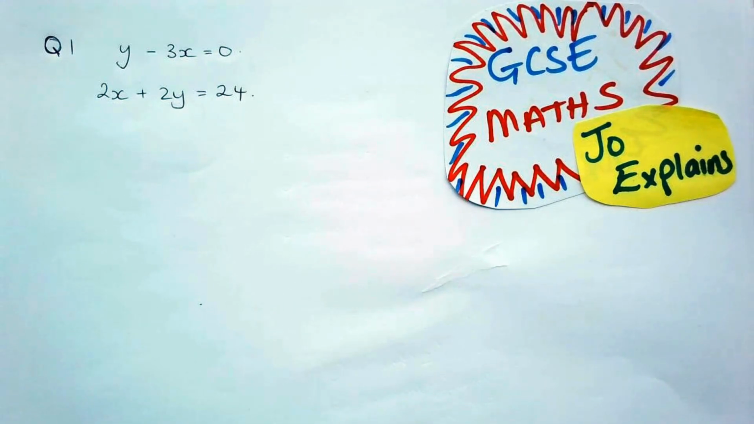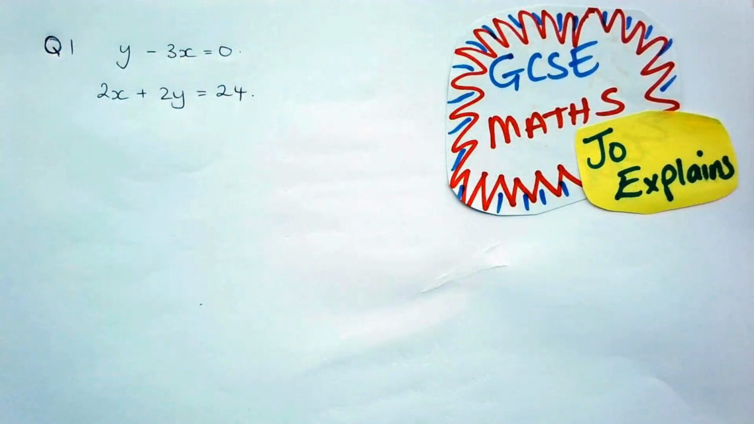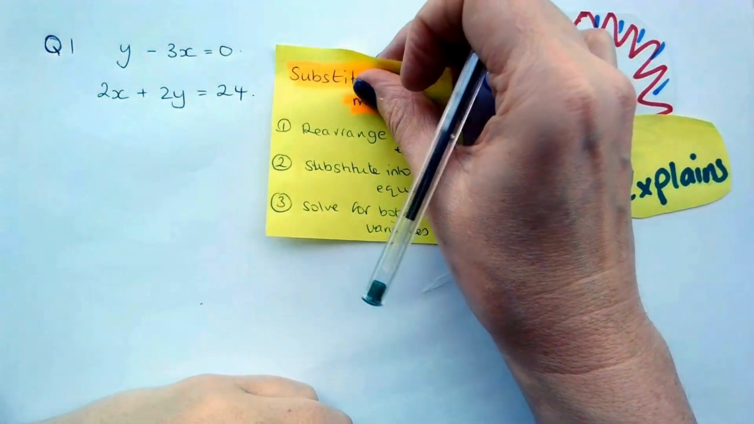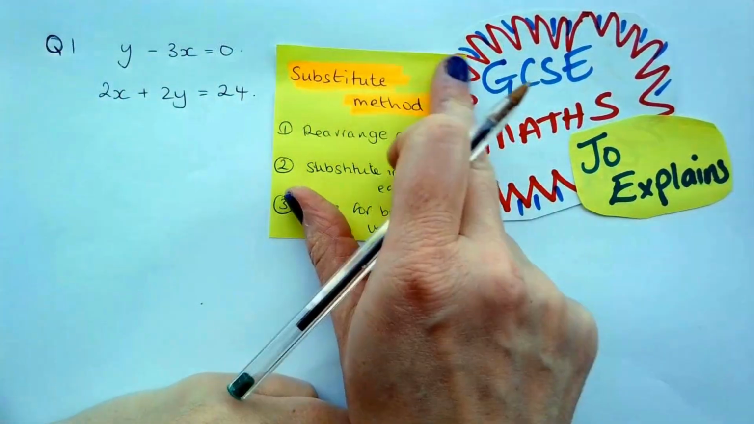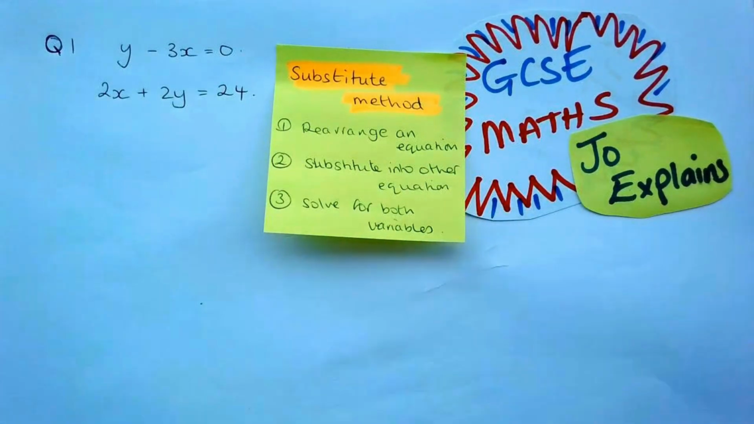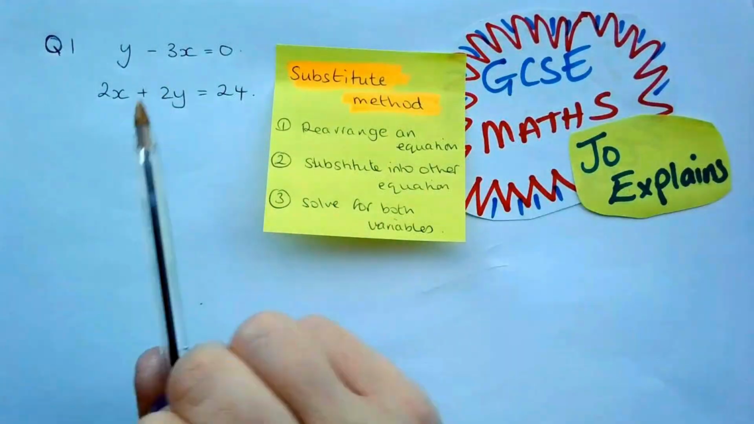Everyone, so today we're going to look at simultaneous equations, solving them two different ways. The first way we're going to look at is the substitution method. This is my favourite one. It's a little bit quicker than the second one I'm going to show you. So here are the steps you need to follow, and here is the question.